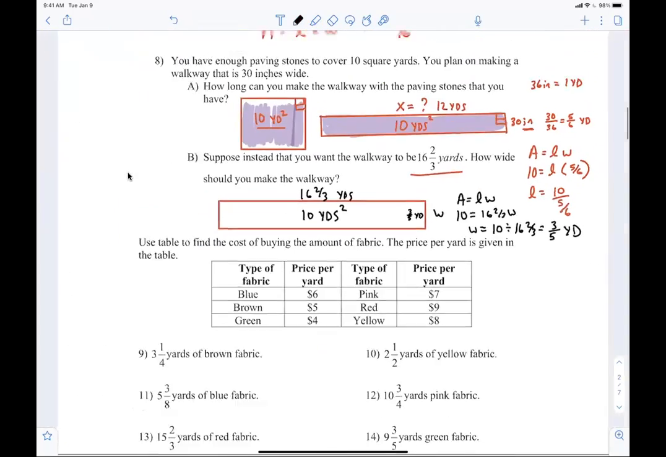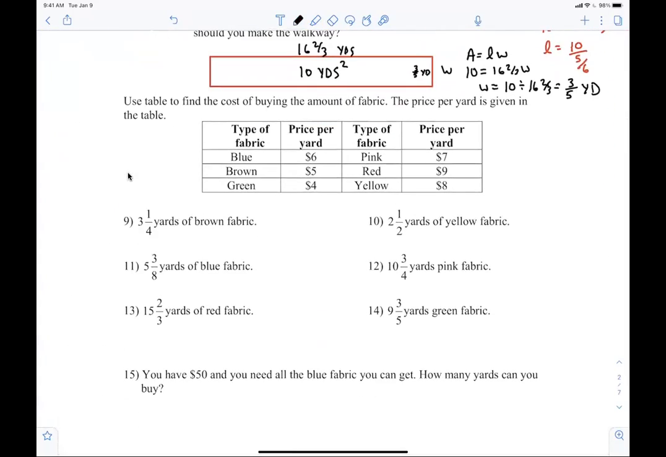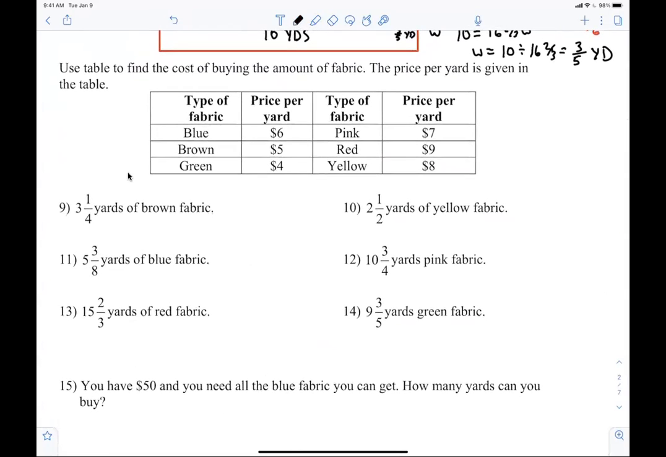All right, here we go. Now the next one should be a little bit easier. All right, let's go with Austin. Read it. Use the table from the cost of the drawing, find the amount that price per yard is given in the table. So if I want to buy 3 1/4 yards of brown fabric, how do I figure out how much it's going to cost me? Wait, so what now? I'm going into the store and I'm buying 3 1/4 yards of brown fabric. How much is it going to cost me?